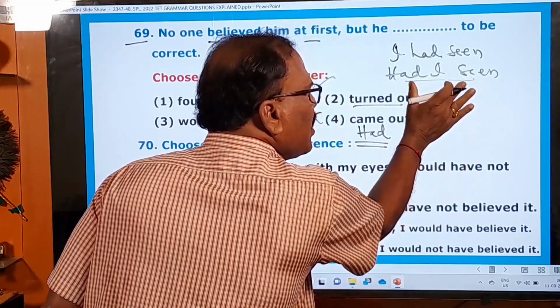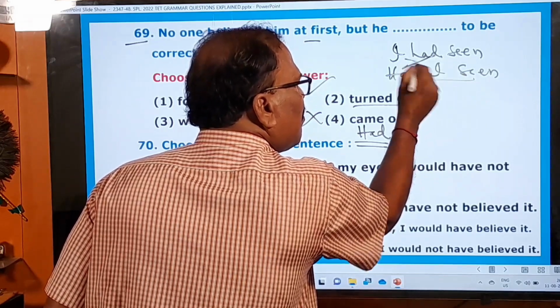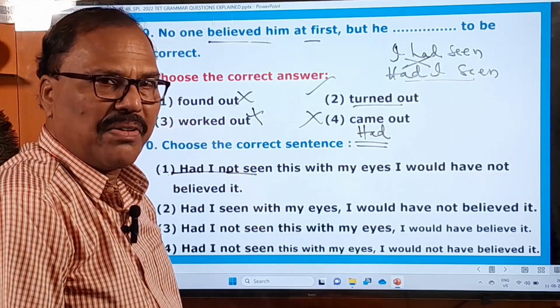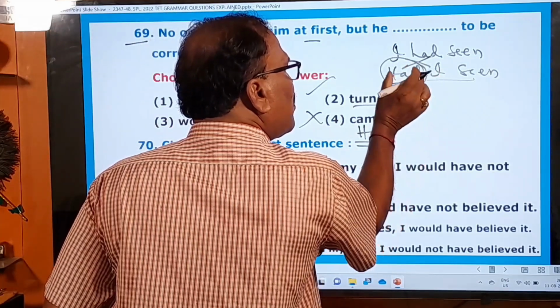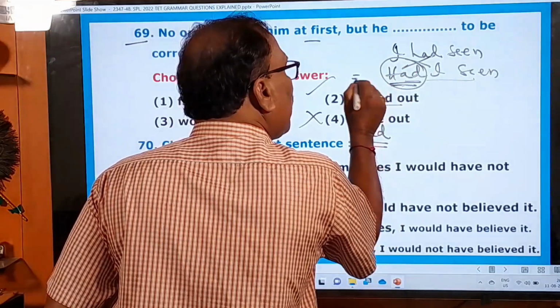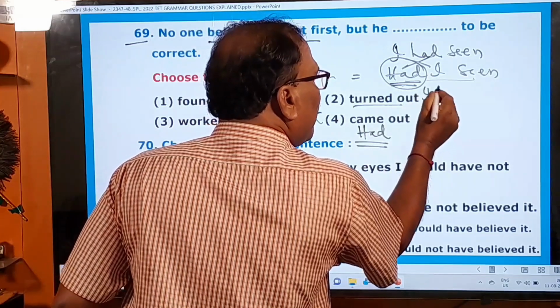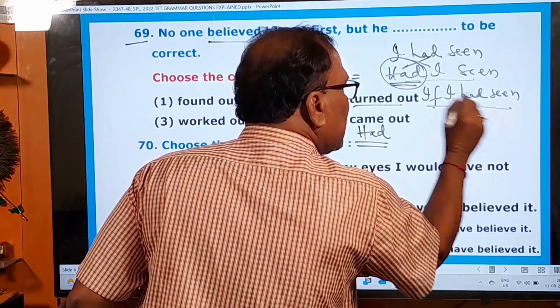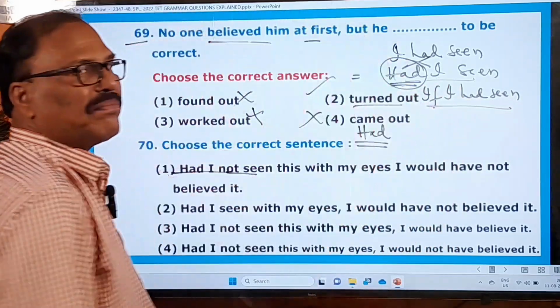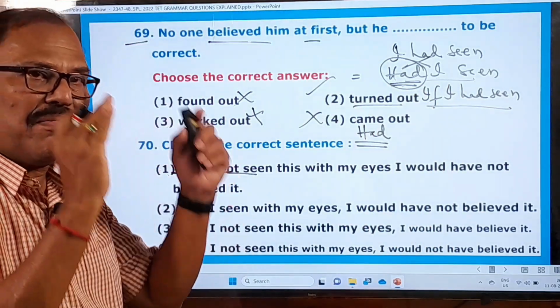This is called inversion. Inversion means like this: I had seen; inversion is "had I." Whenever you use this "had" at the beginning, then it is equivalent to "if." That means "if I had seen." That is the meaning. It stands for "if." It conveys the meaning of if.